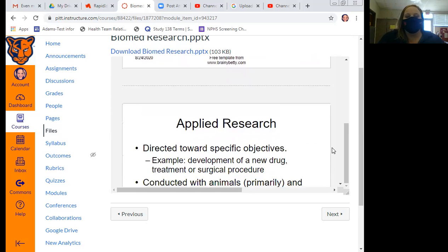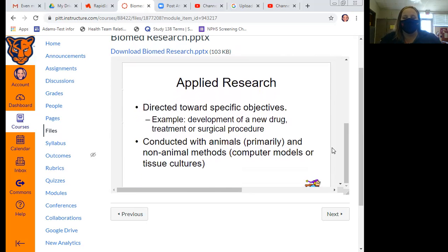So moving on to applied research. Once we do our basic research where we gather information and we have more knowledge of the topic we're discussing, we can move into applied research. And applied research is where you make a specific goal. I have a specific goal in mind. I'm going to develop a new drug to treat hair loss in women over 40. I'm going to develop a new drug to treat pain in breast cancer.